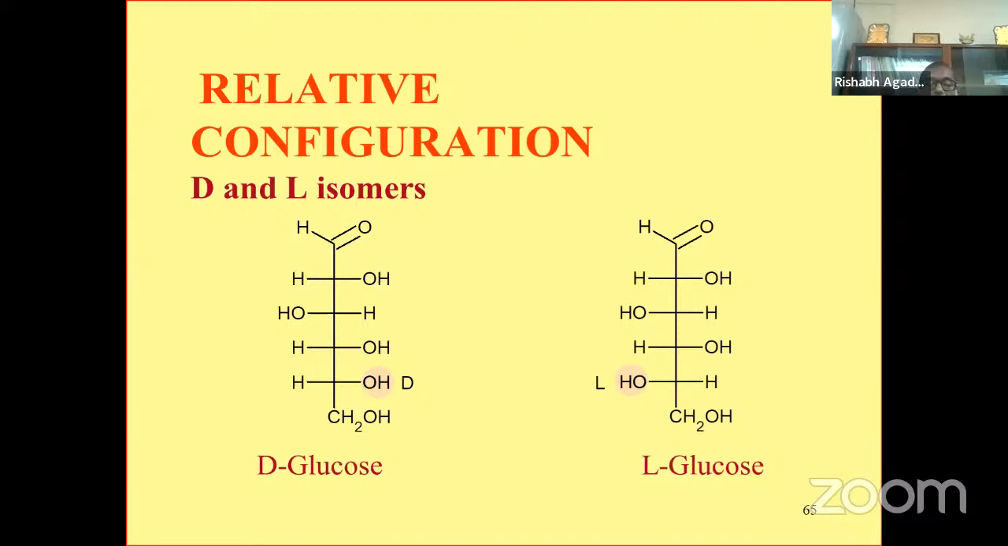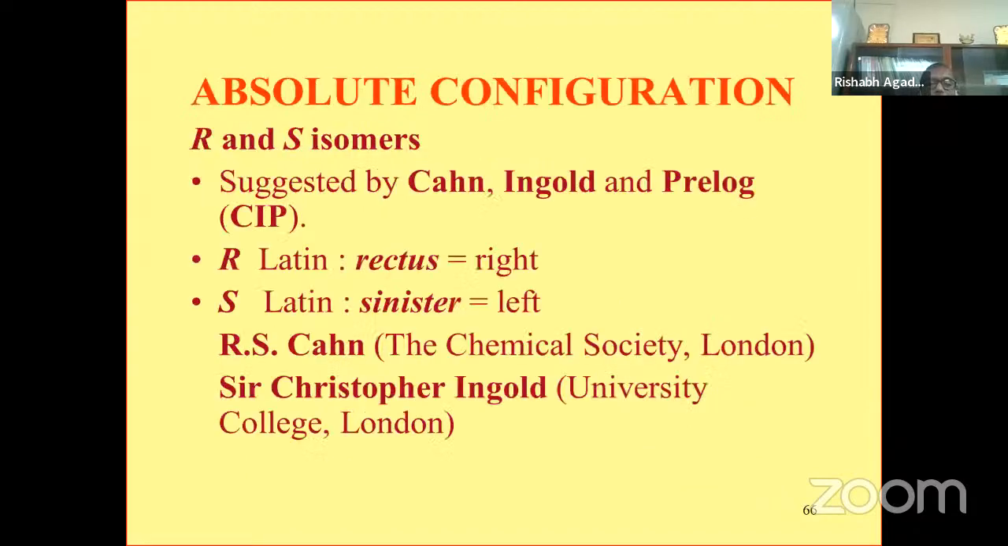Here the glucose molecule in straight chain has four chiral carbon atoms, and on the farthermost chiral carbon atom I have shown the hydroxy group on the right. Right means D series. And if it goes on the opposite side, that is left, that will be L series. So that much is clear, the D and L configuration. That is relative configuration, in relation.